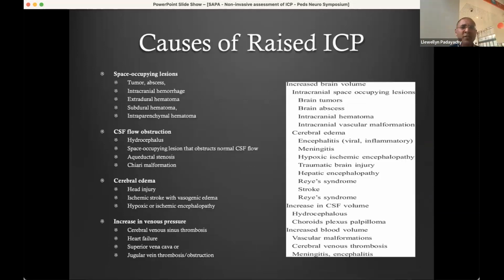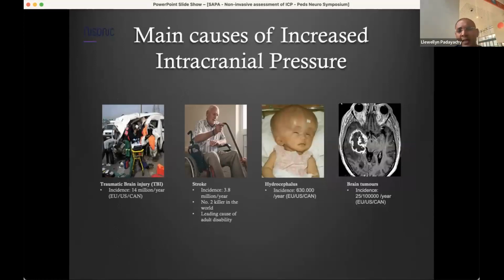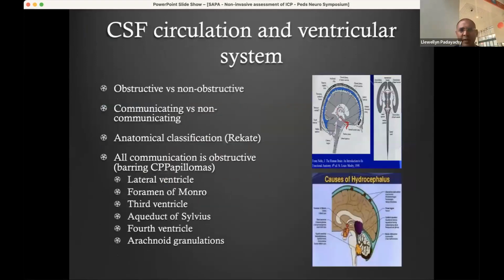Causes of raised ICP, I put this in just for completeness, but the list is exhaustive. These are space-occupying lesions, CSF flow obstruction, really mostly hydrocephalus, edema, depending on whether it's head injury, infection, or hypoxia, or hypoxic ischemic injury, and then increase in venous pressure. And these really cover the bulk of the causes of raised ICP that we encounter. These span adults and children, so I've included some of the stroke stuff as well. Tumors, hydrocephalus, and traumatic brain injury, really that's the bulk of what we end up treating.